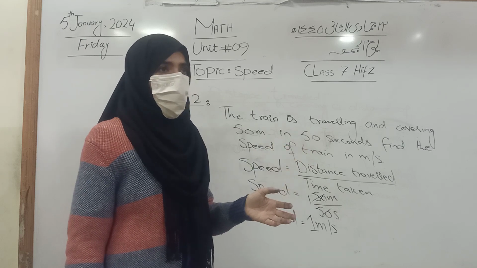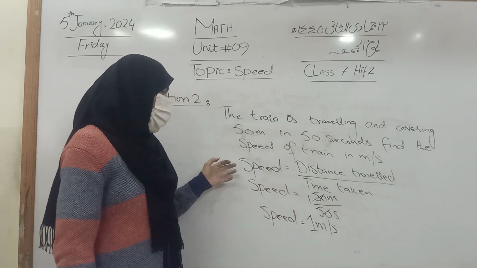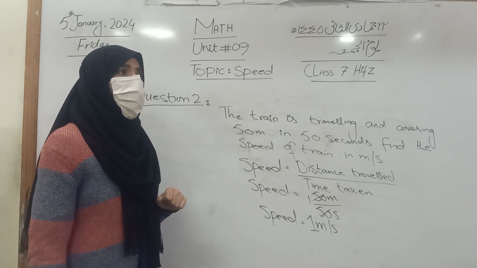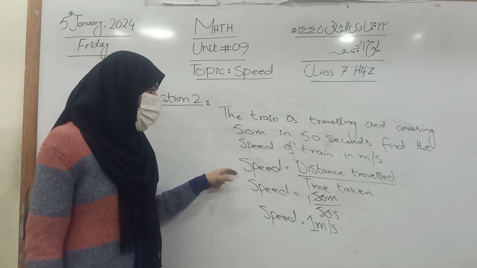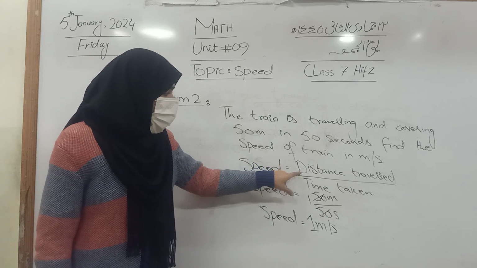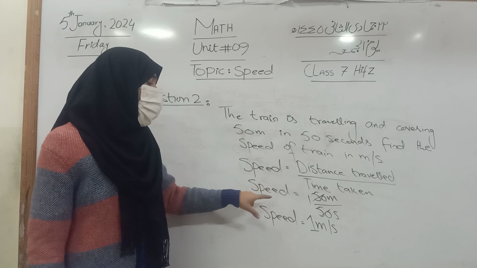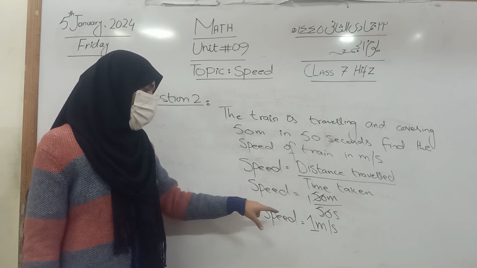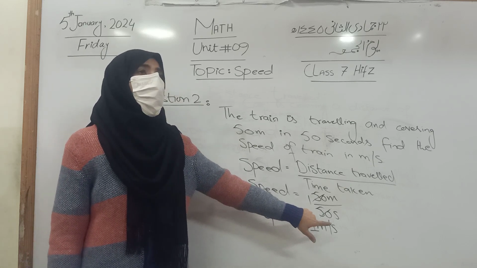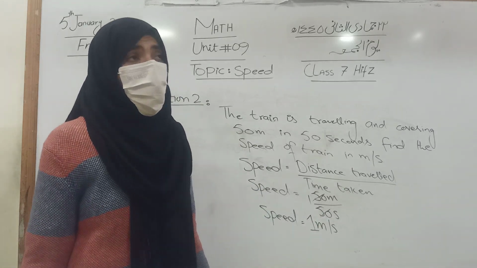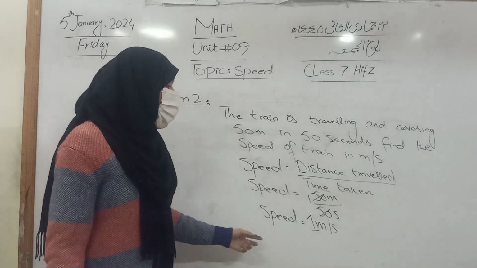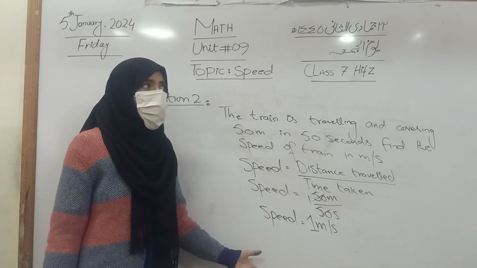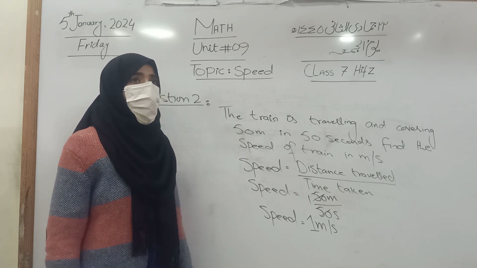It is very interesting, as we have calculated the speed of a train that is covering a distance of 50 meters in 50 seconds. To calculate the speed, we wrote the formula: distance traveled divided by time taken. Now, speed is equal to 50 meters divided by 50 seconds. What does it mean? The train is covering a distance of 1 meter in 1 second, 1 meter per second. The train is moving 1 meter in 1 second. Yes, is it clear to all of you?